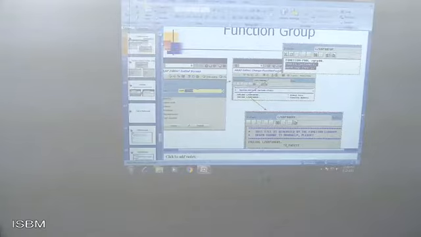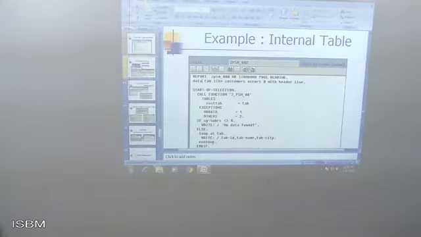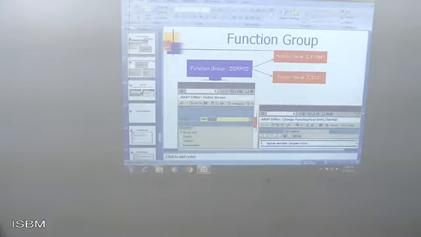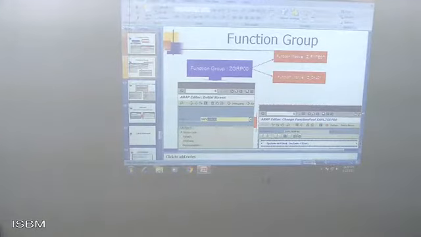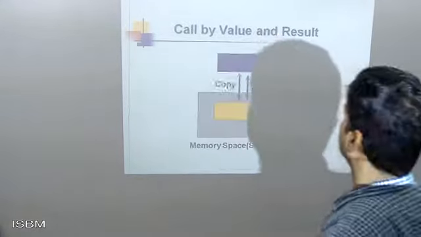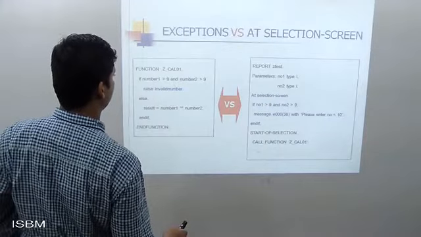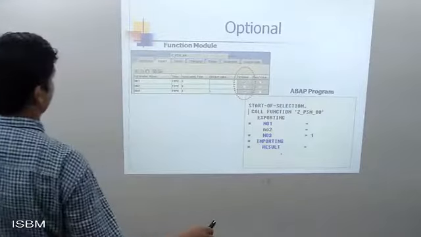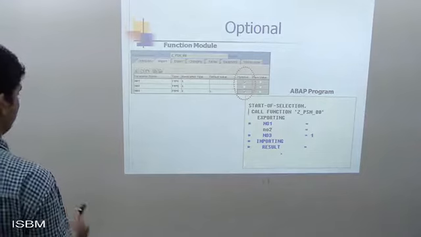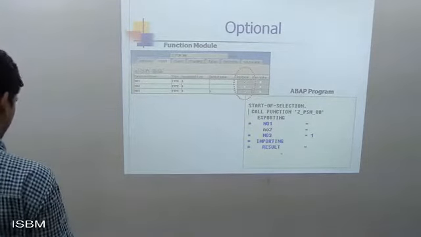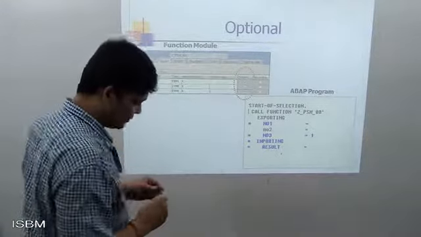Okay, function group. I'm here. We have done 43 to 55. 10 slides more. What happened?